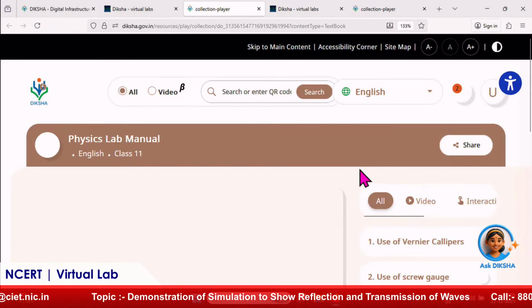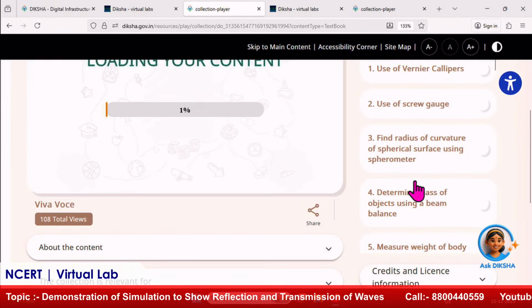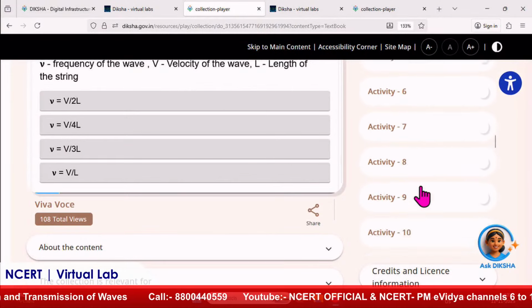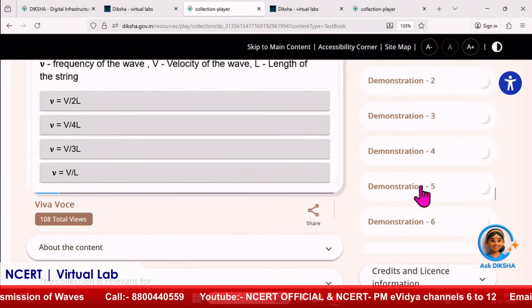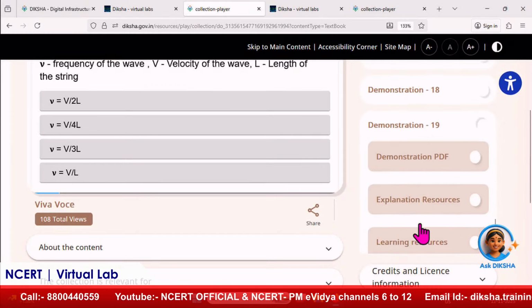and it is a very important thing, not only experiments, different activities as well as demonstrations are also available over here. So, this is one of the demonstrations which usually we explain in the labs. So, with that also we can avail through Diksha. See, this is demonstration activity number 19 which I am going to display.